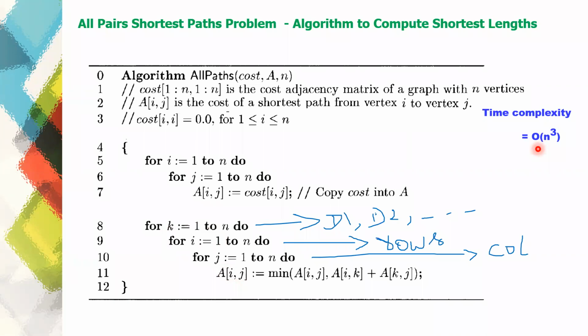So in this session I have discussed what is the all pairs shortest path problem, and given a graph, how do you apply Floyd-Warshall algorithm to find out all pairs shortest paths? And finally, I have now presented to you the algorithm and its time complexity. So this was all pairs shortest path problem.